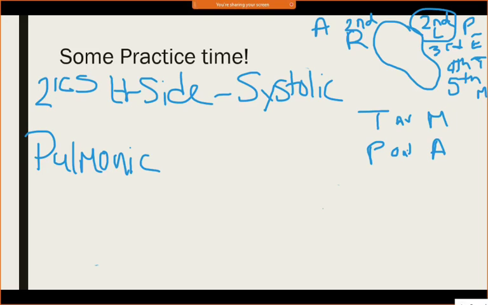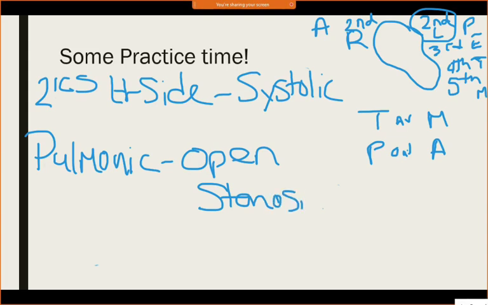So second intercostal space, it's either going to be on the right of your sternum or the left of your sternum. The right of the sternum is A. We're on the left of the sternum, so that's the second spot, the P. And so it's pulmonic. And what is that valve supposed to be doing during systole? It's open. So it's an outflow valve. It's supposed to be open, so it is stenosis. And so we are having pulmonic stenosis, so that means it's on the right side.